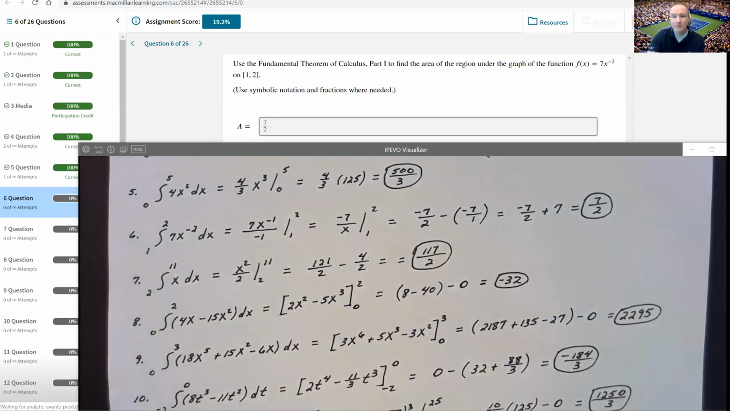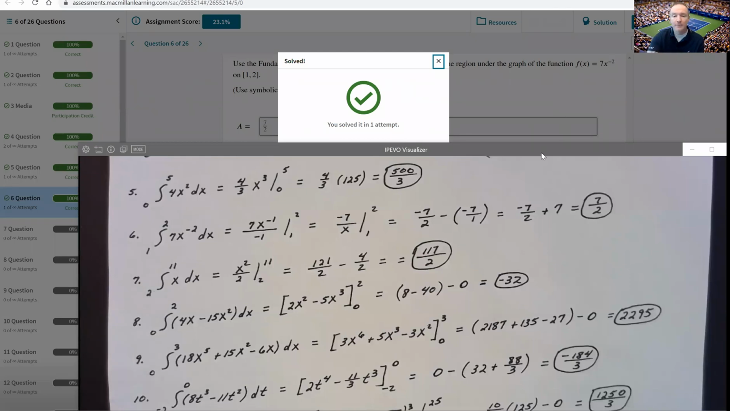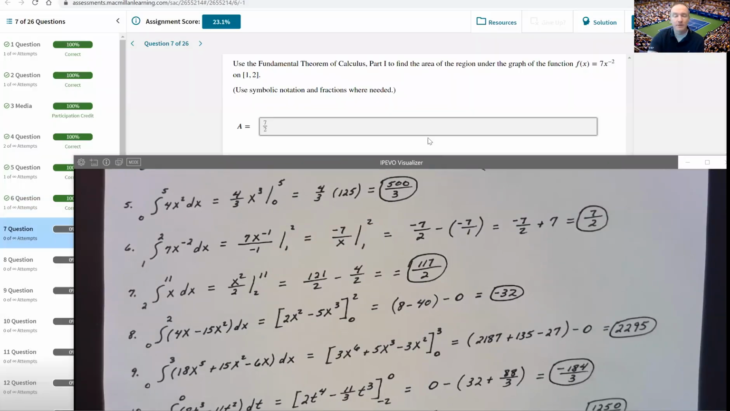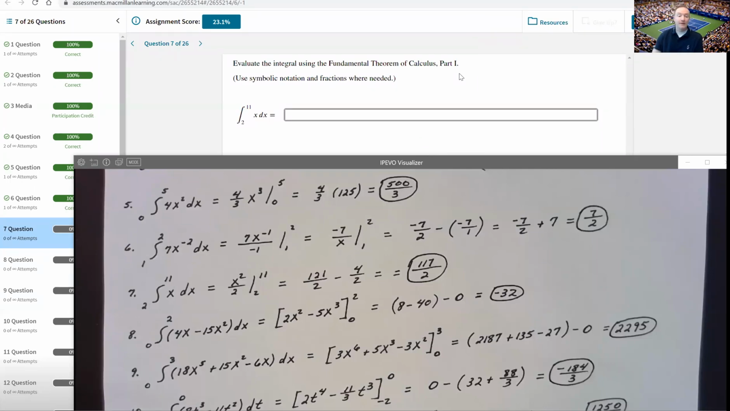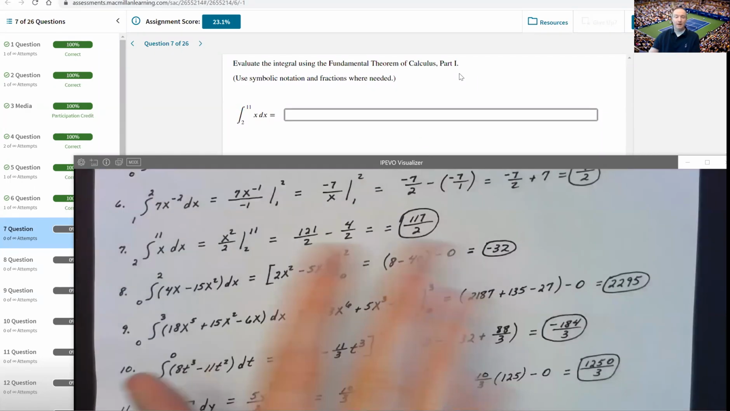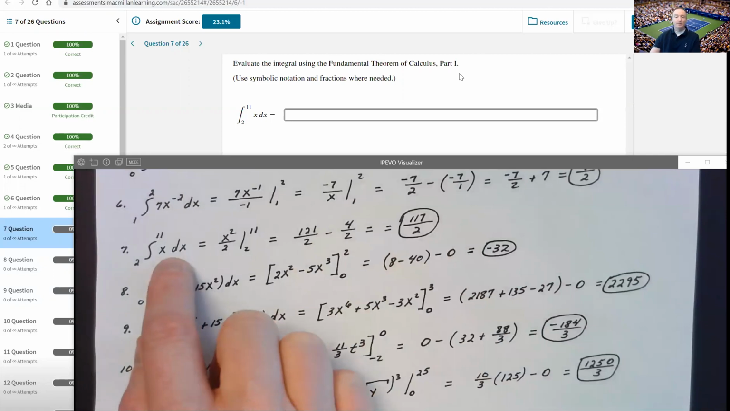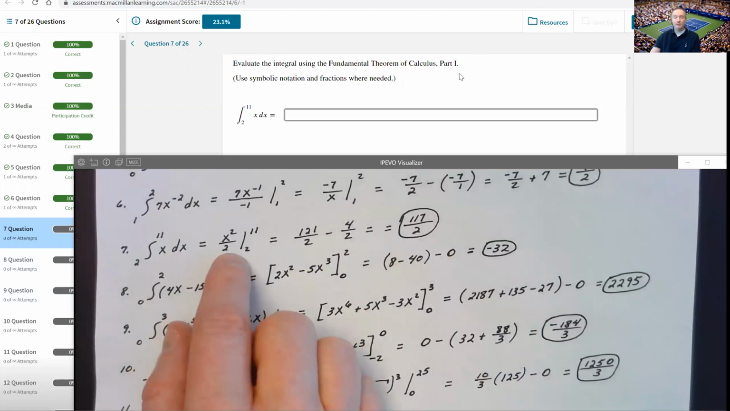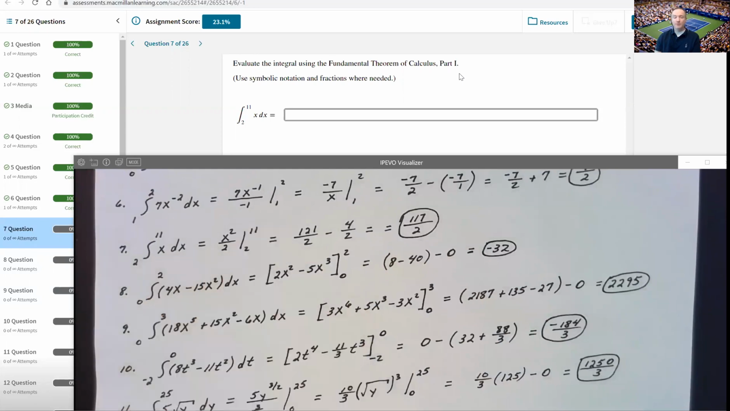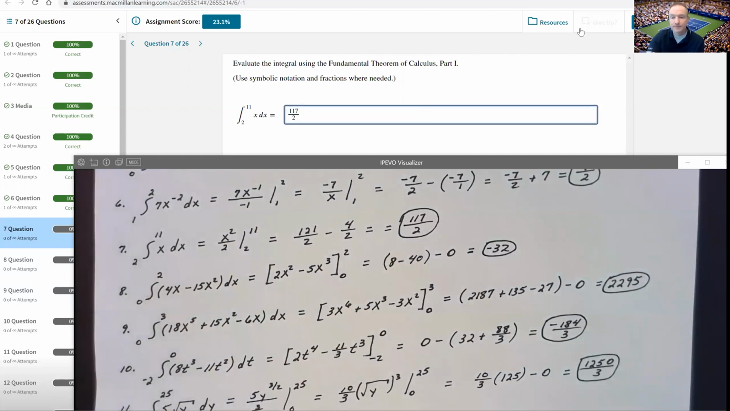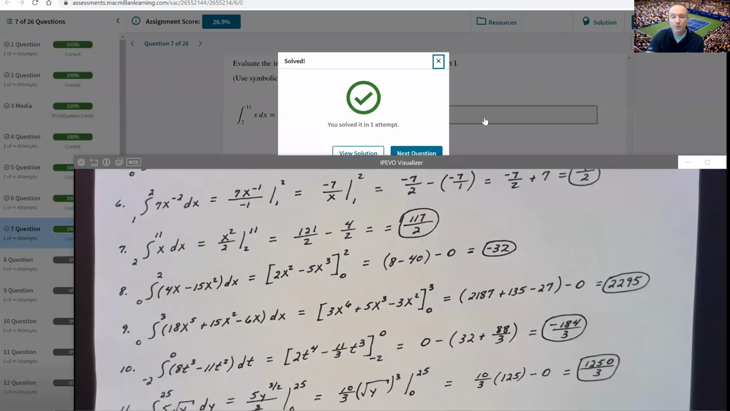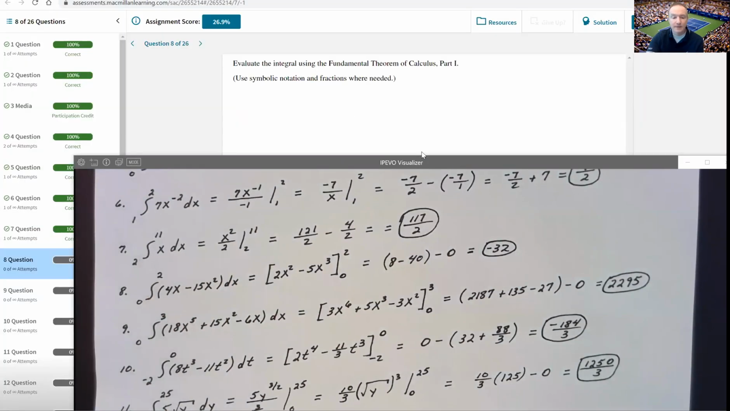Check that answer. Correct. So now, for the next question here, we have the integral from 2 to 11 of x. This one's very quick. Power rule says that this is going to be x squared over 2. We're evaluating that from 2 to 11. That's going to be 11 squared over 2 minus 2 squared over 2. 121 minus 4 over 2 should give us 117 over 2.